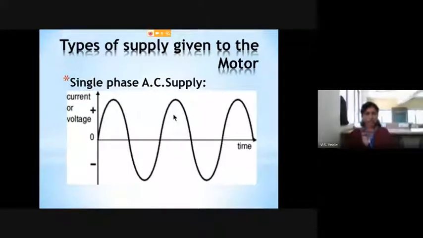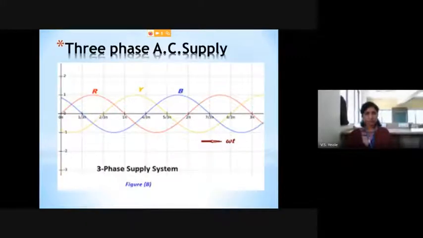Now the second supply is called three-phase AC supply. In single phase supply we have seen that there is a single phase, but if we want to take single phase supply from the switchboard, we require two wires. One wire is required for completing the circuit. That's why in case of single phase, two wires will be required.